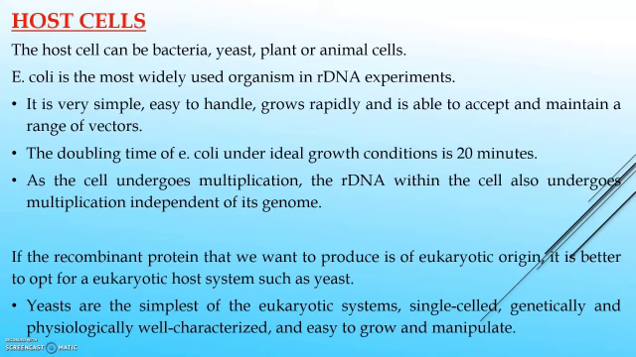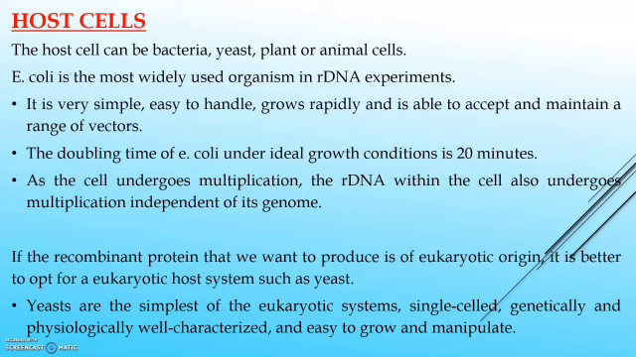And the most commonly used host cell is E. coli. And the main advantages of E. coli is it is very simple, easy to handle. It grows rapidly and is able to accept and maintain a wide range of vectors. The doubling time of E. coli under ideal growth condition is 20 minutes. As the cell undergoes multiplication, the recombinant DNA within the cell also undergoes multiplication independent of its genome.